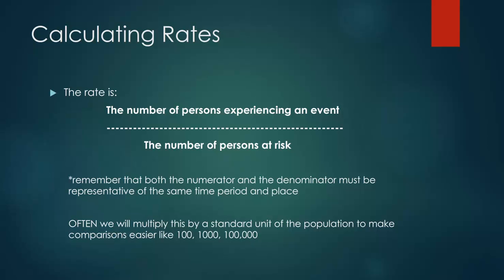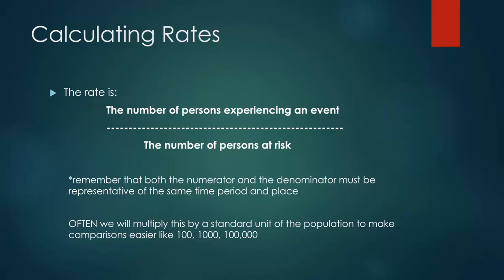When calculating a rate, both the numerator and the denominator must represent the same time period and place. So the persons experiencing the event and the persons at risk of experiencing that condition must come from the same time period and the same place.